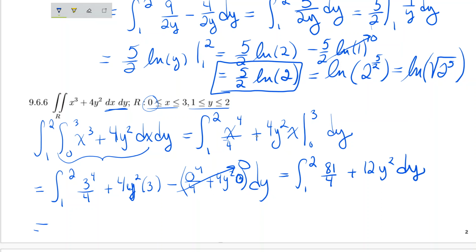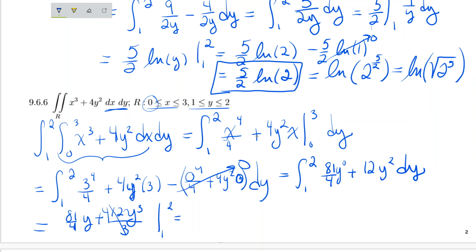So now I want to integrate with respect to y. I'm going to do the same kind of thing, add 1 to the power and divide by it. Can I reduce that? No, 81's not even. I don't know why I was thinking that. Alright, so we're going to integrate. I get 81 fourths y, because I'm going to think of this as y to the 0, so when I add 1 to the power, I get a y, plus y cubed over 3. This is going to reduce to a 4, which is nice. And then we're going to evaluate that from 1 to 2.